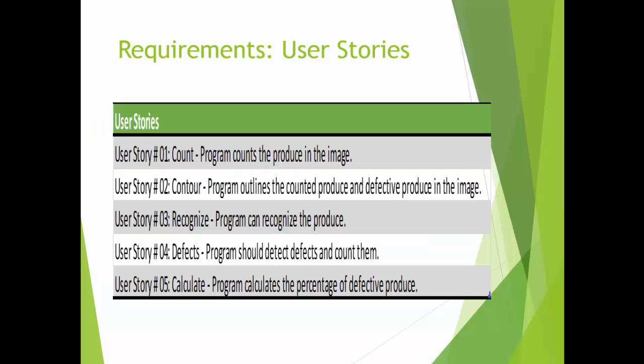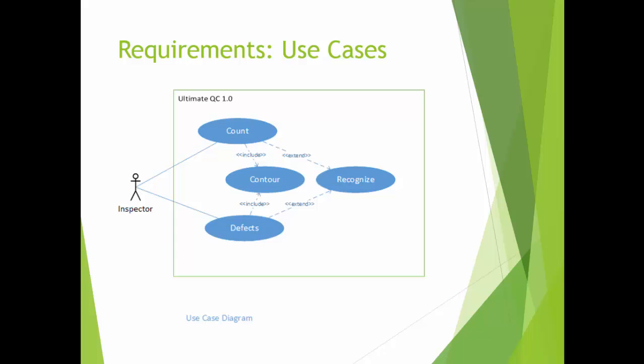The user stories implemented this semester are Count, where the program counts the produce in the image; Contour, where the program outlines the counted produce and defective produce in the image; Recognize, where the program recognizes the produce in the image; Defects, where the program detects defects and counts them; and finally, Calculate, where the program calculates the percentage of defective produce. There are four use cases for Ultimate QC: count, contour, recognize, and defects, and one actor, the inspector.